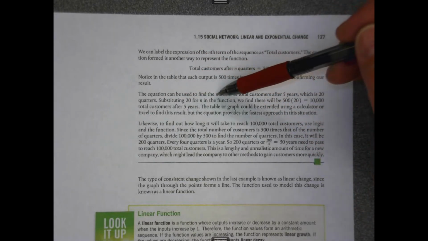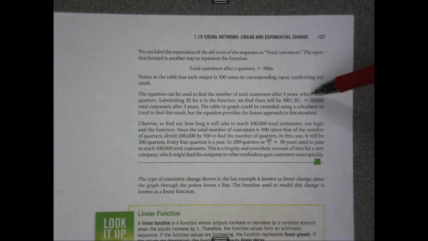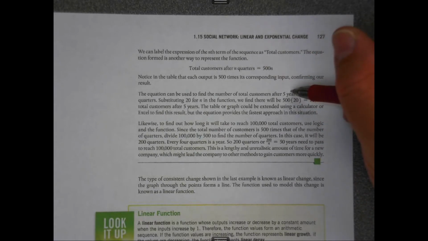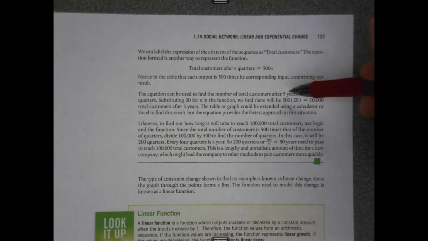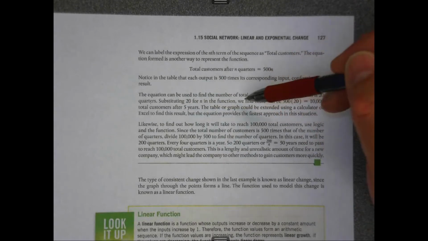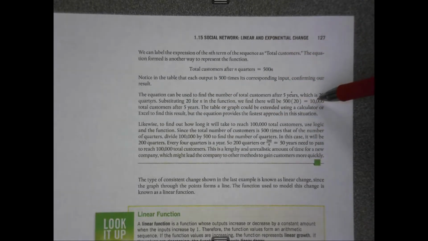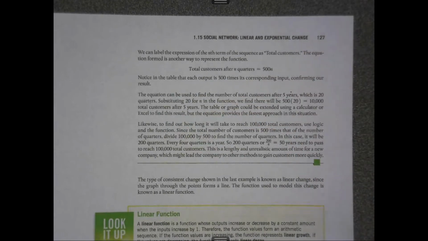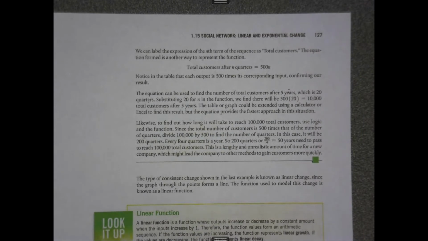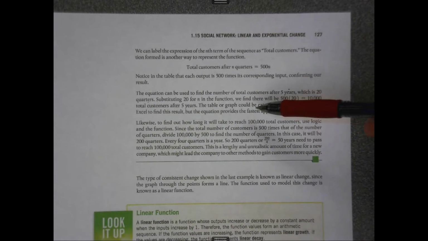The equation can be used to find the number of total customers after 5 years, which is 20 quarters. Be careful here. We're changing years to quarters, so we have to change from 5 years. There are 4 quarters in a year, so we have to use the same label, 20 quarters. Substituting 20 for n in the function, 500 times 20 is 10,000 total customers after 5 years. The table or graph could be extended using a calculator or Excel to find this result, but the equation provides the fastest approach in this situation.